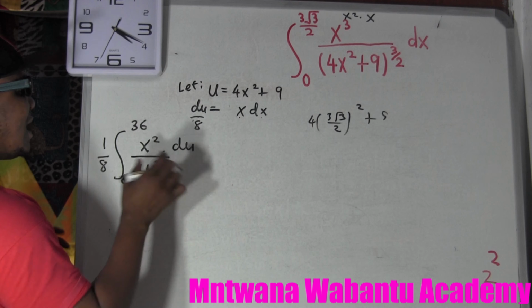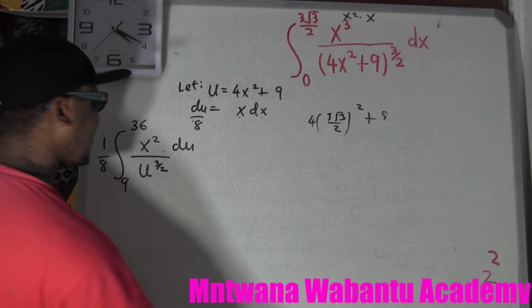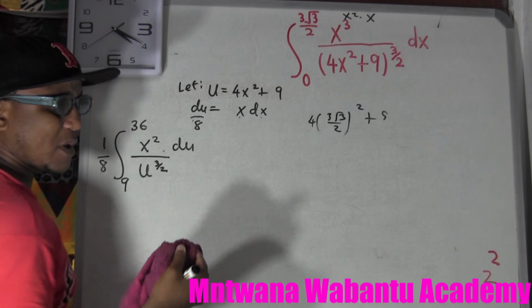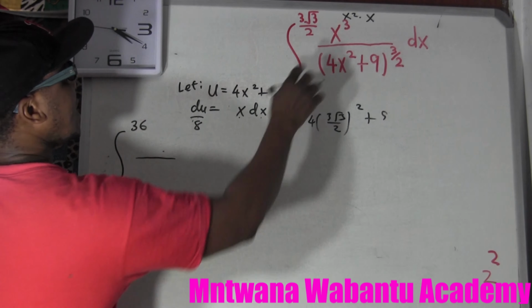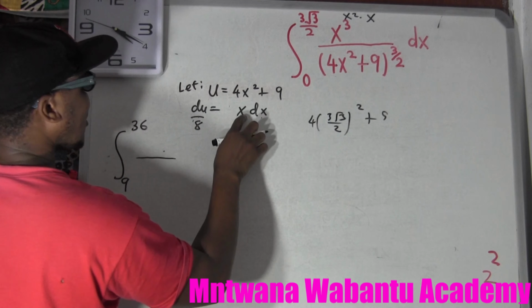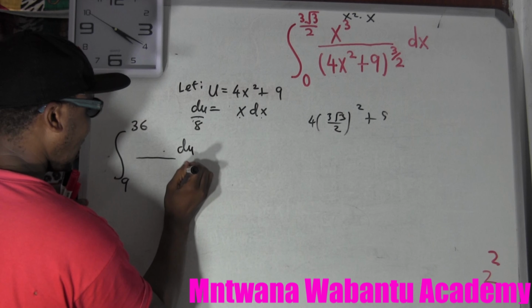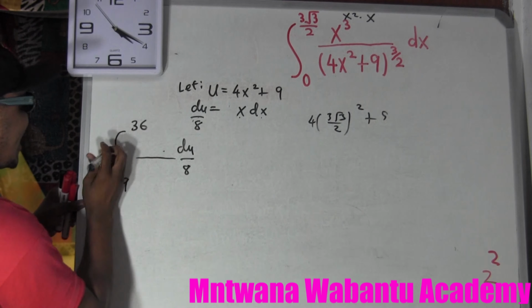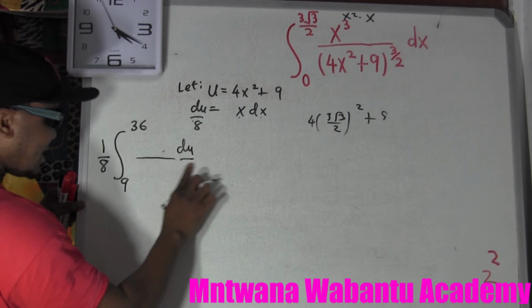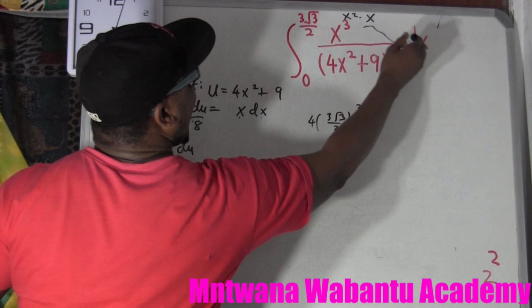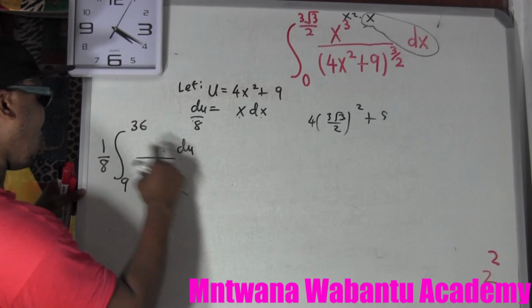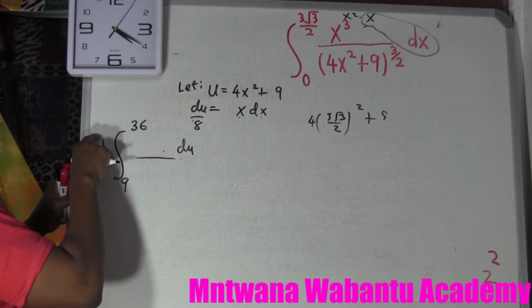How are we going to eliminate this x? Some people might ask how the 1 over 8 comes about. Let me say it slowly, because some people are learning here. So x dx equals du over 8. Let's start here, du over 8. You can take this 1 over 8 to the back. So du over 8 equals x dx, and here we're left with x squared.